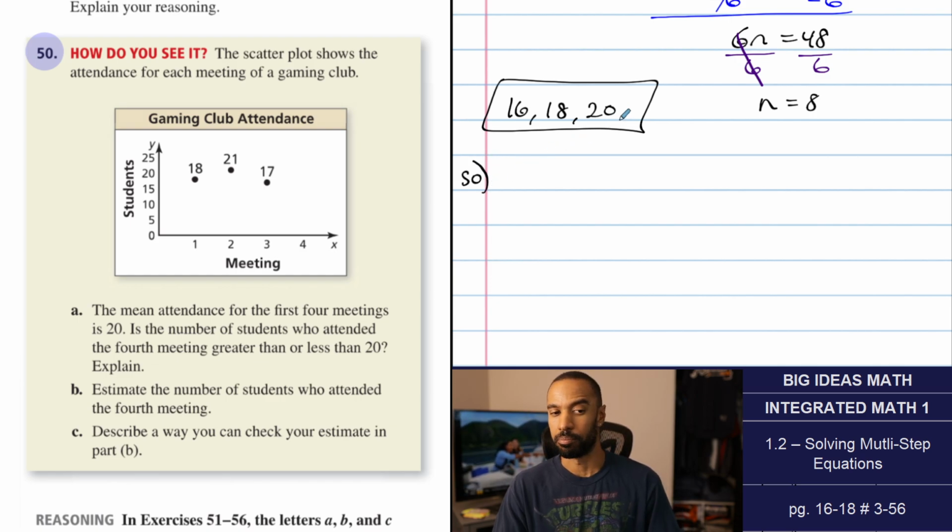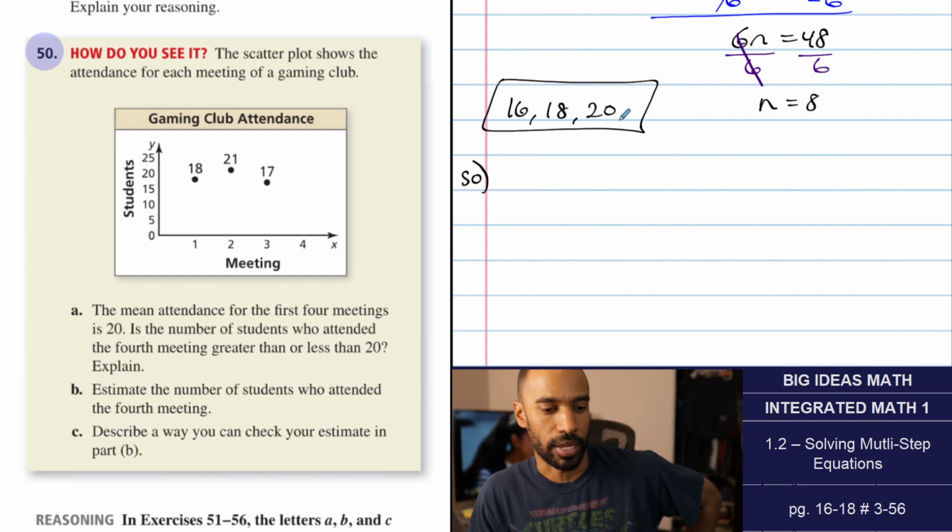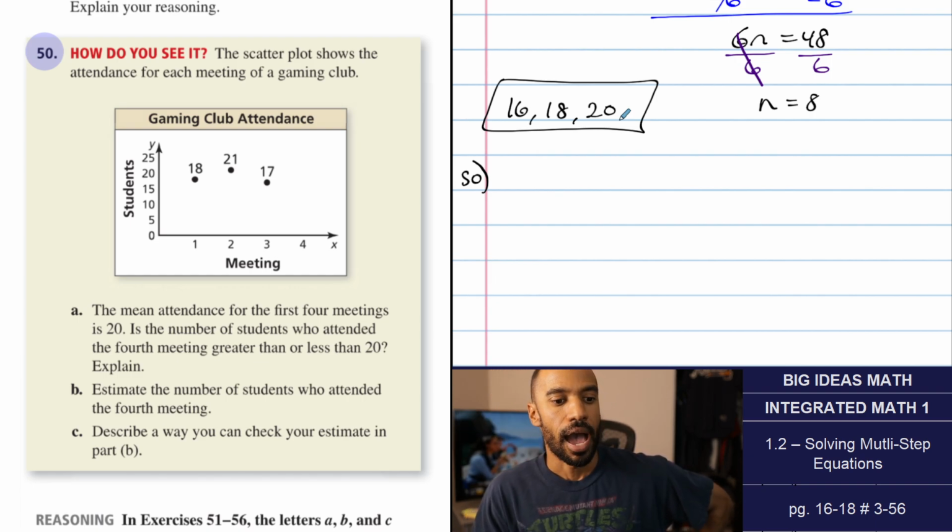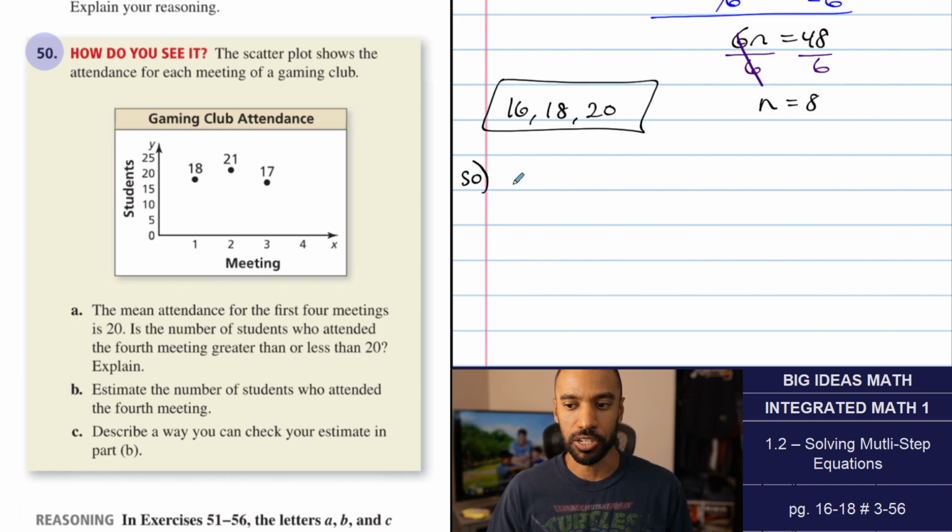I'm going to assume it's greater than, because estimate the number of students. Okay, I think they don't want us to actually solve this first time through. I think they want us to look at it and ask ourselves what it would be.